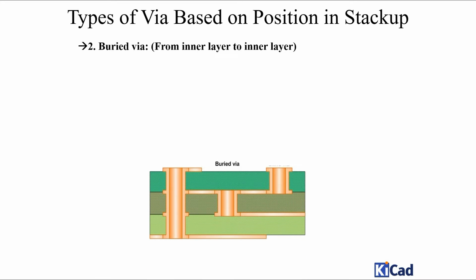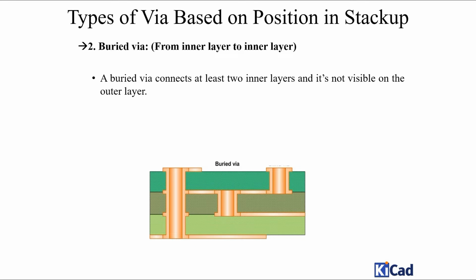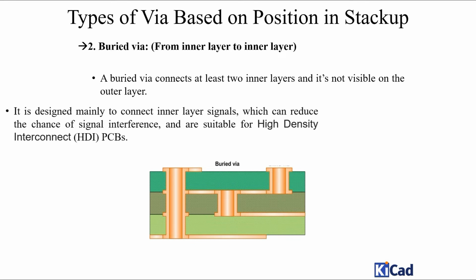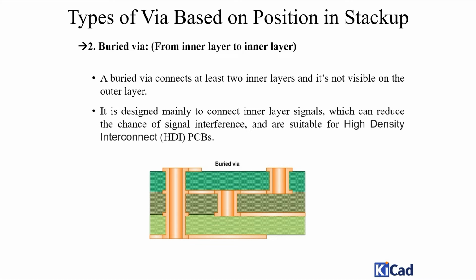The second type is the buried via. This goes from inner layer to inner layer, and these are not visible on the PCB if we see the PCB with the naked eye. A buried via connects at least two inner layers and is not visible on the outer layer. It is designed mainly to connect inner layer signals, which can reduce the chances of signal interference, and is suitable for high density interconnects.